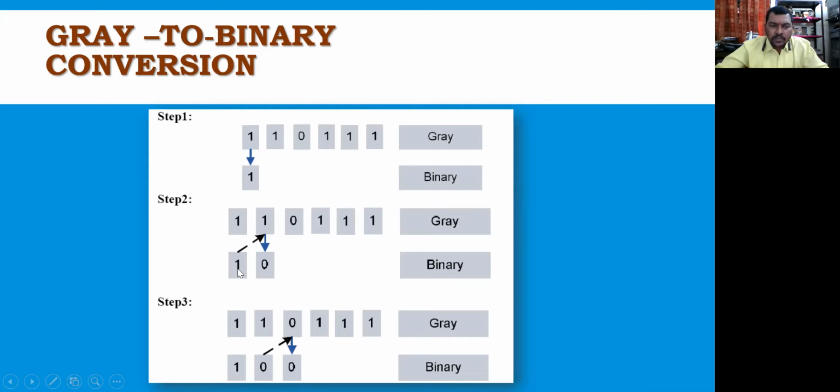We have to add this one with the next adjacent bit of gray. So 1 plus 1 is 0, so we are taking it as 0. Then again in the third step, we are going to add this: 0 plus 0 is 0, right? And so on. By that, we are going to convert this. I guess you have understood, and if you have not understood, yes, we can go for it on the board. Give me a moment.